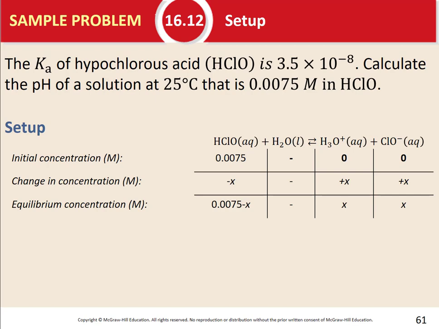So the question says the Ka, remember uppercase K is the equilibrium constant, so this is the same as the equilibrium constants we had in chapter 15, and the a just represents that it's for a weak acid, of hypochlorous acid, which is HClO, one of the weak acids, is 3.5 times 10 to the negative 8. Calculate the pH of a solution at 25 degrees Celsius that is 0.0075 molar in HClO.